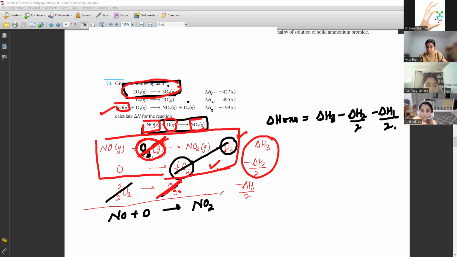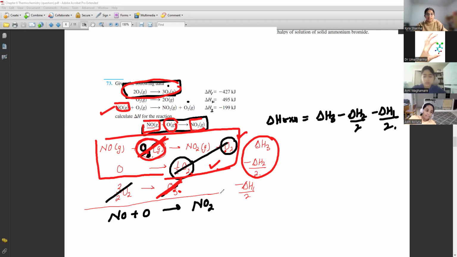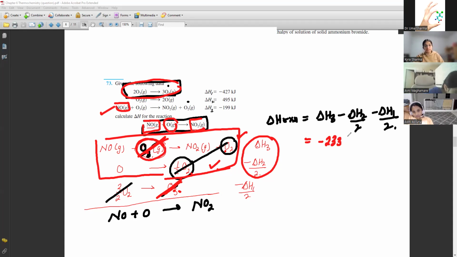Aditi, yours? Yes, Kyra, I have the answer. What's the answer? Negative 233 kilojoules. I can say per mole also because these are 1 mole each, right? Is it exothermic or endothermic?